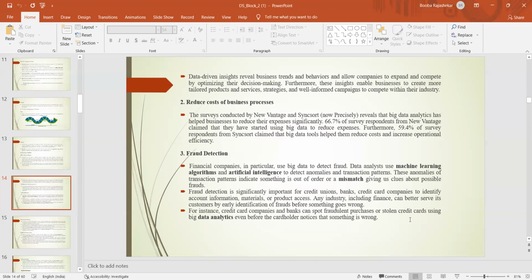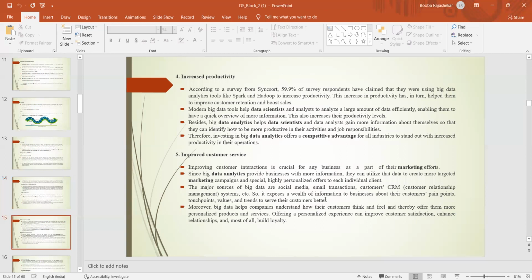Fraud detection is significantly important for credit unions, banks, and credit card companies to protect account information, materials, and product access. Any industry, including finance, can better serve its customers by early identification of fraud before something goes wrong. So credit card companies and banks can spot fraudulent purchases or stolen credit cards using big data analytics even before the cardholder notices that something is wrong.